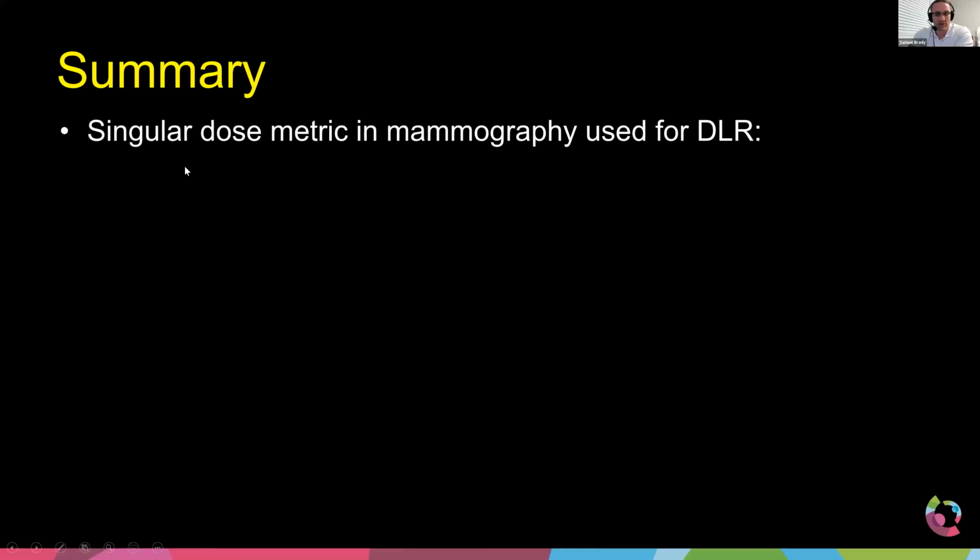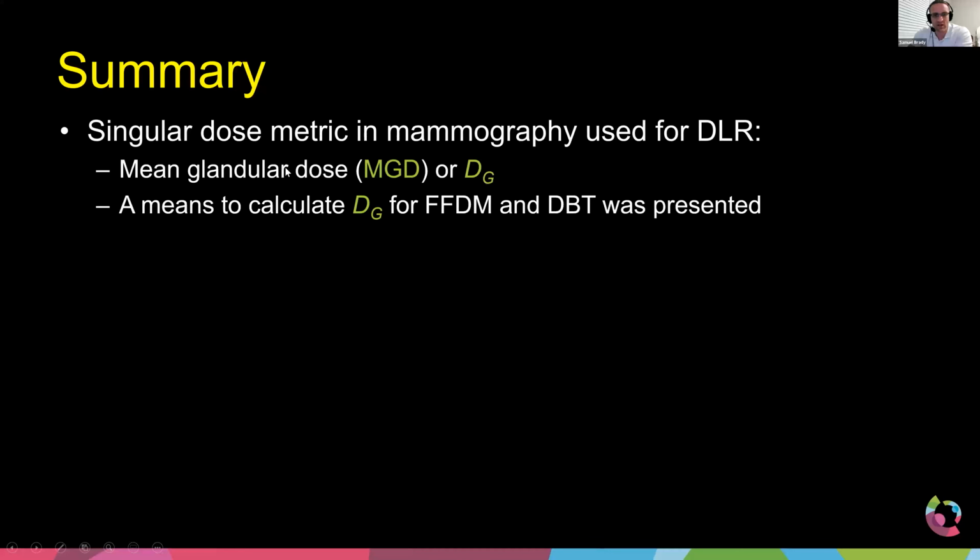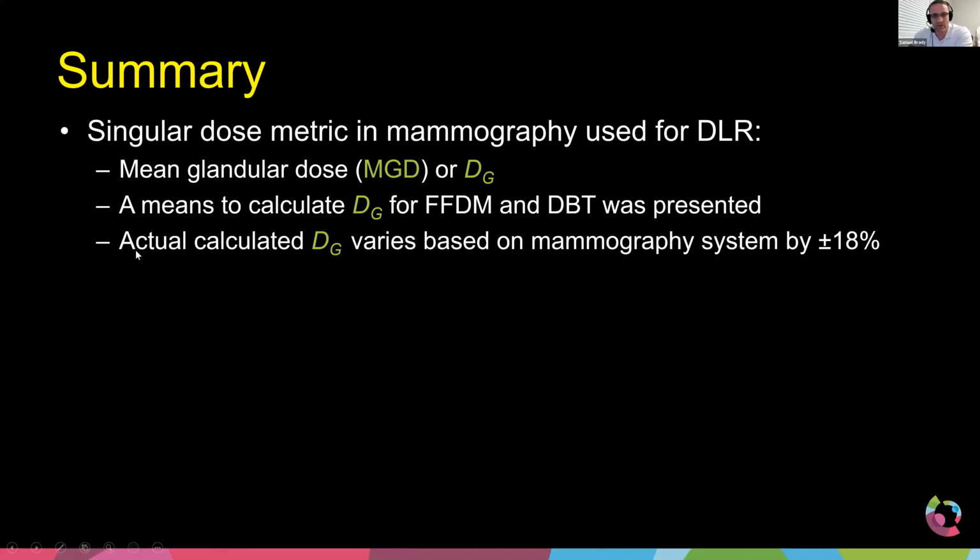All right, so just a quick summary of what we've been talking about. The singular dose metric that we use currently for diagnostic reference levels, DRLs, is the mean glandular dose, or the D sub G. We went through all the different ways to calculate that for full field digital mammography, and I showed the one way we calculated it for tomosynthesis. And we talked about how the values you are collecting for your DRLs are going to have an inherent error based on which machine it was collected on and which method those vendors used. So that error is roughly 18%.